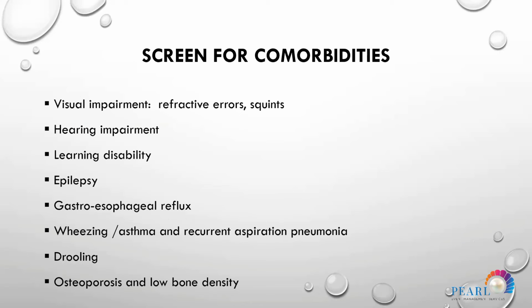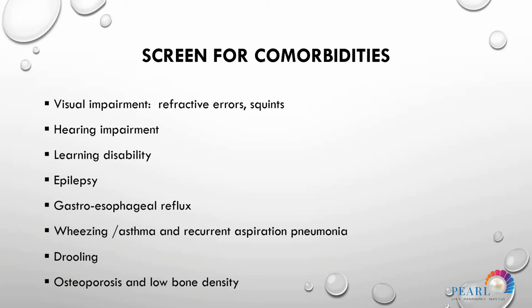As we have seen in the second half of the definition, cerebral palsy is a motor disorder, but it has a lot of other comorbidities, and it is our duty to screen for these comorbidities and treat them or refer accordingly. Visual impairment is commonly seen in cerebral palsy children, and about 20% of cases of CP have associated refractive errors, squints, or other visual impairments. Hearing impairment is seen in about 10% of cases of cerebral palsy.